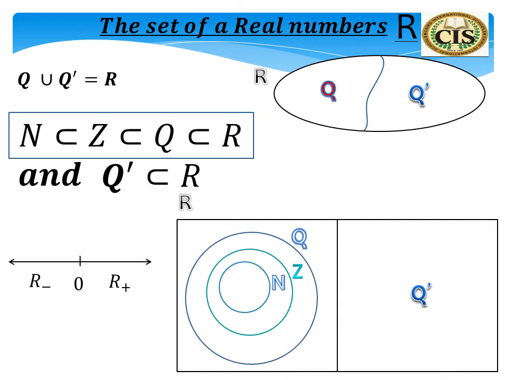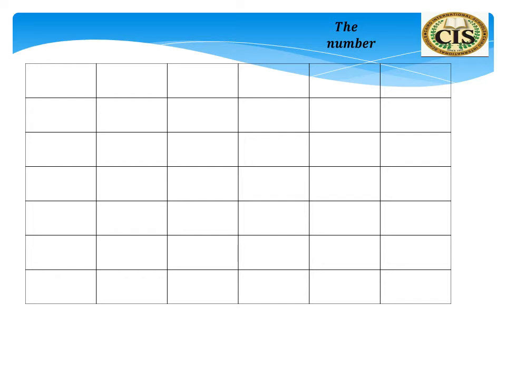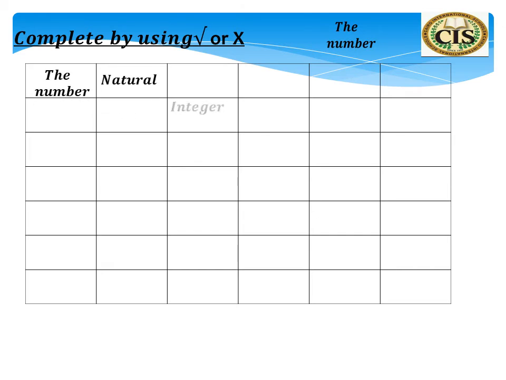There are three parts: positive, negative and zero. Complete by using true or false. Any number is natural, integer, rational, irrational or real. We know rational and irrational intersect in phi: Q intersect Q dash equals phi. We can't find any number that is both rational and irrational at the same time. Any number is either rational or irrational.